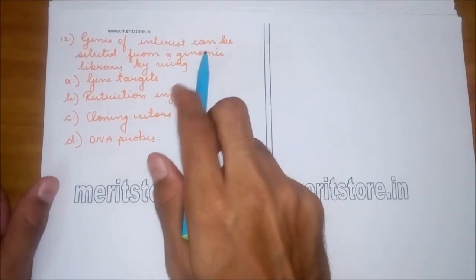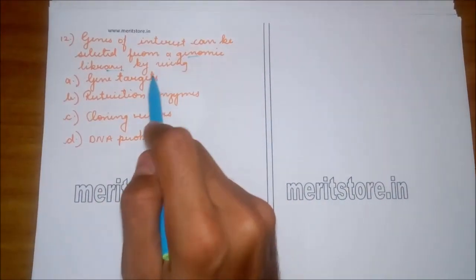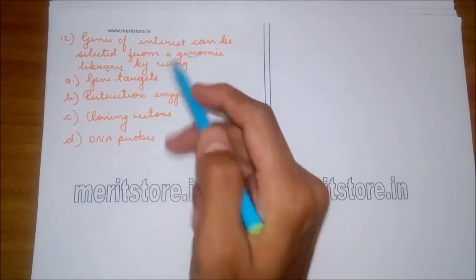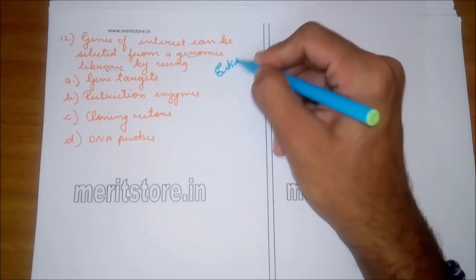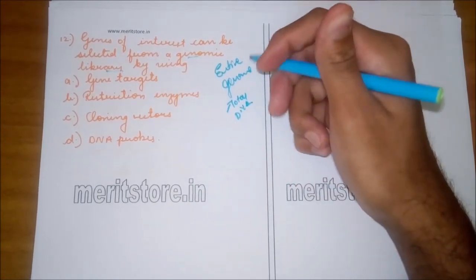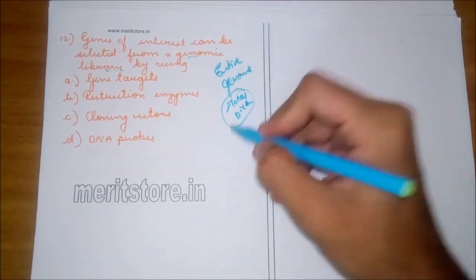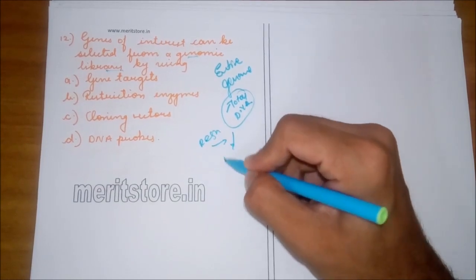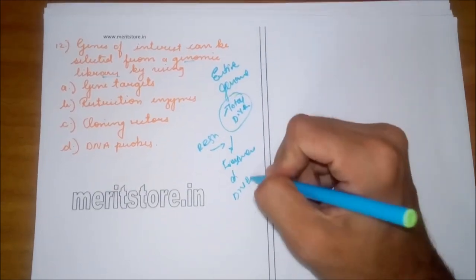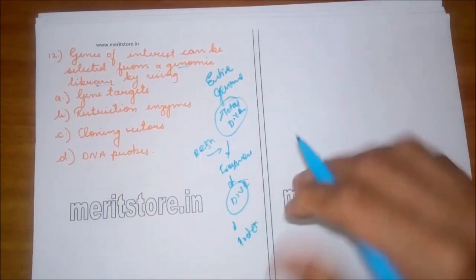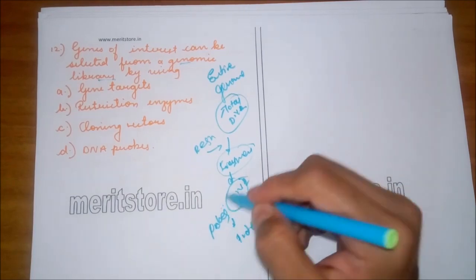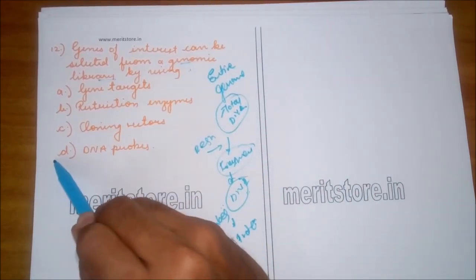Question number 12. Genes of interest can be selected from a genomic library by using what? First of all, you should understand that a genomic library is used for obtaining the entire genome, or total DNA, of an organism. What we require from this total DNA can be obtained by treating it with restriction endonucleases. So we get fragments of DNA which code for a particular protein. These fragments are nothing but what we call probes. So these probes are obtained from the genomic library. So option D, which is the DNA probes, is the correct answer.